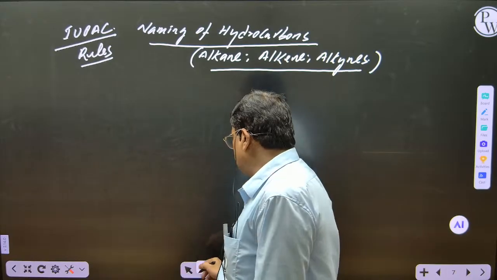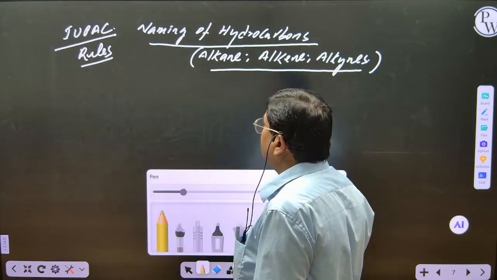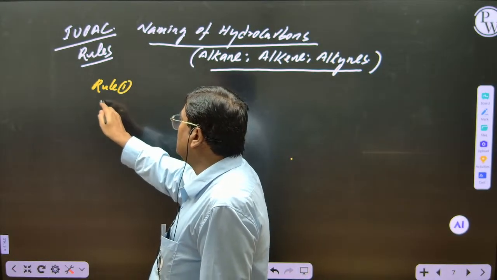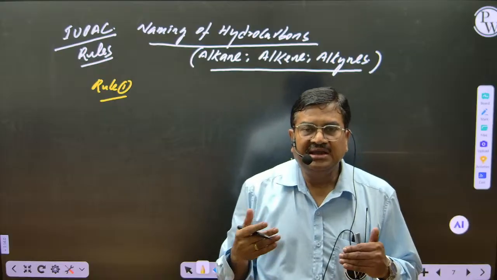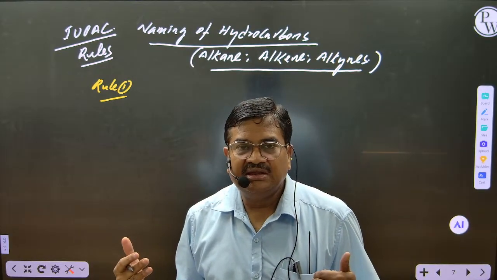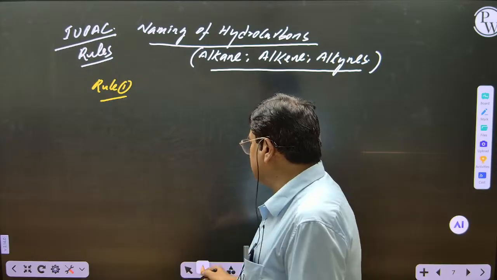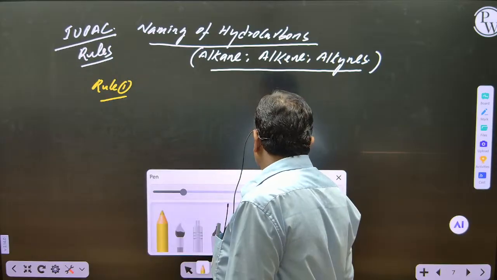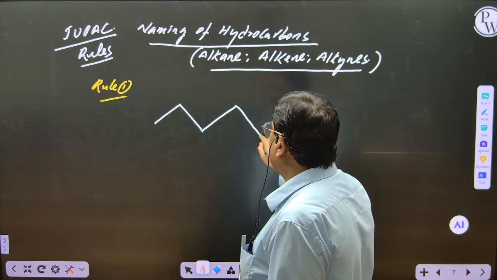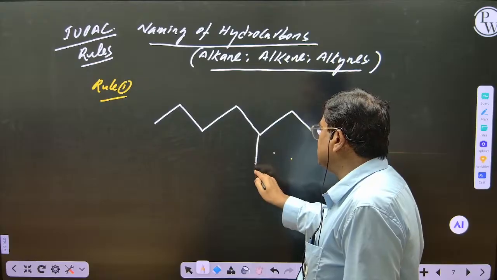Now see, the first rule we study. Observe here carefully. Rule 1. Whenever you are writing a name, first select the long chain. The long chain need not be straight. It may be zigzag. For example, I am giving one compound like this. The bond line formula I am showing you. What is meant by bond line? We don't show carbon, students. Like this we represent.